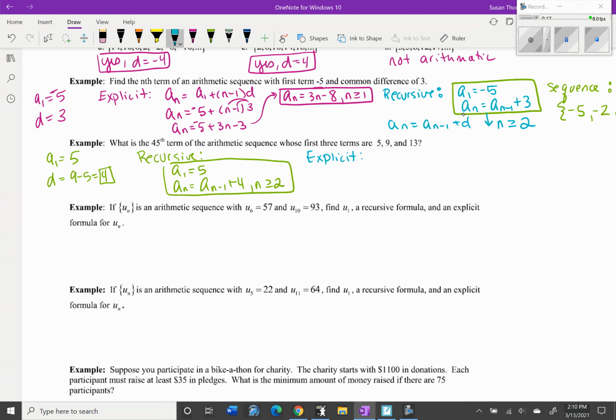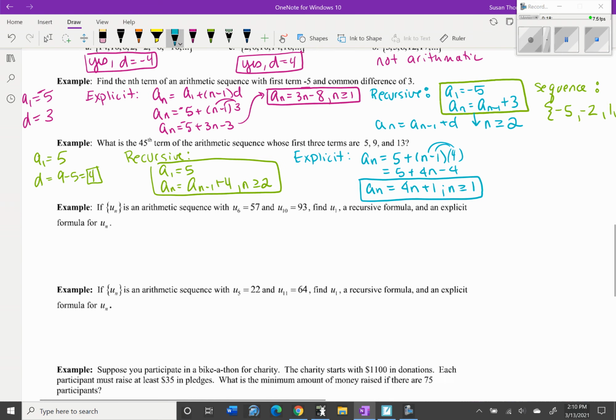form, we have a sub n equals our first term, which is 5, plus n minus 1 times our common difference, which is 4. Going to simplify this, so we get 5 plus 4n minus 4. So that gives us a sub n equals 4n plus 1 for n values greater than or equal to 1. So that would be my explicit form.